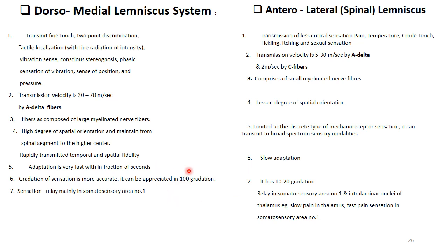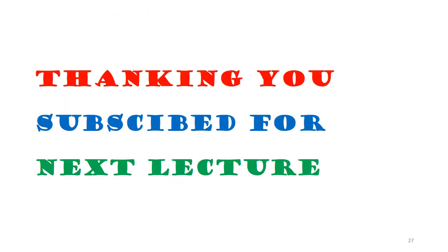Here the gradation is very much, 100 times, whereas here it is 10 to 20 times. And they do not only relay in the somatosensory area number one, but mainly they may relay into the intralaminar nuclei of the thalamus, or they may relay into the somatosensory cortex number one.